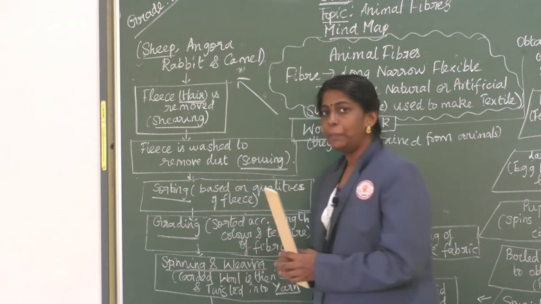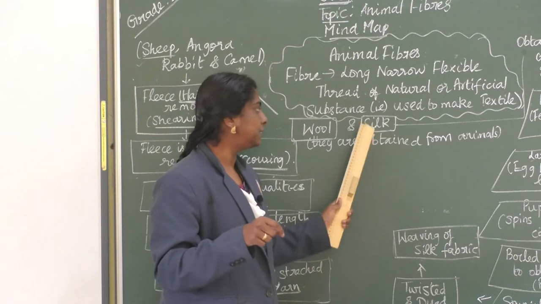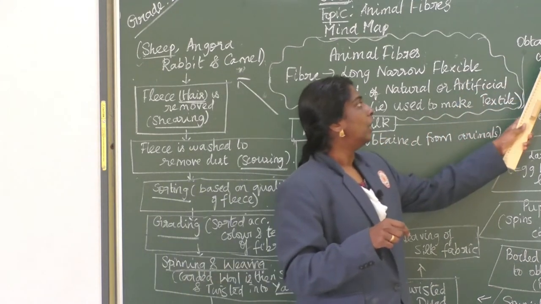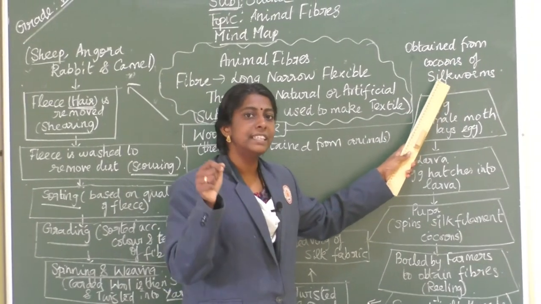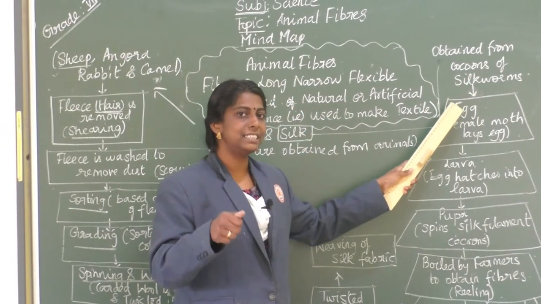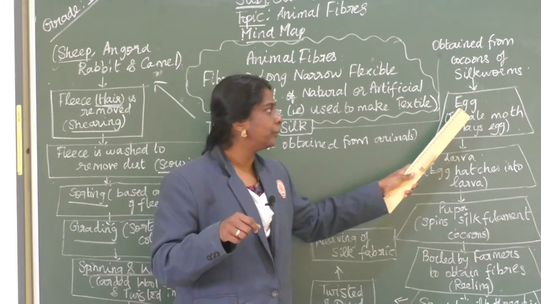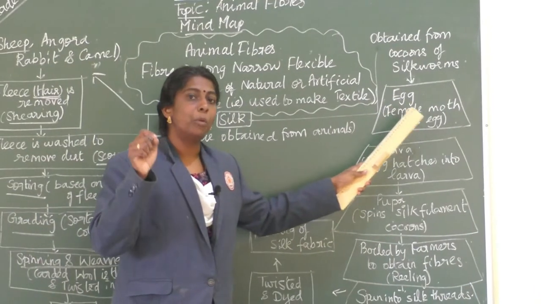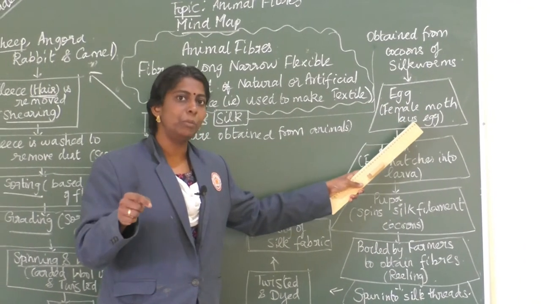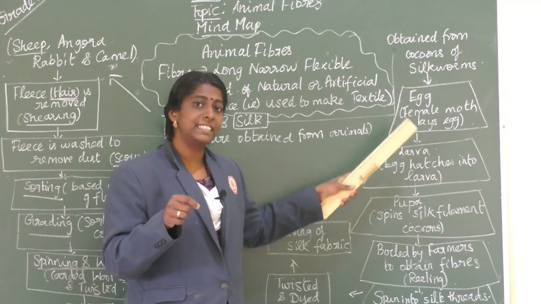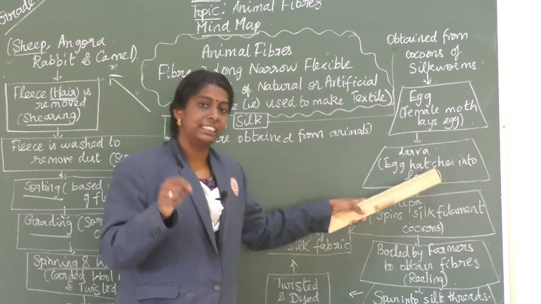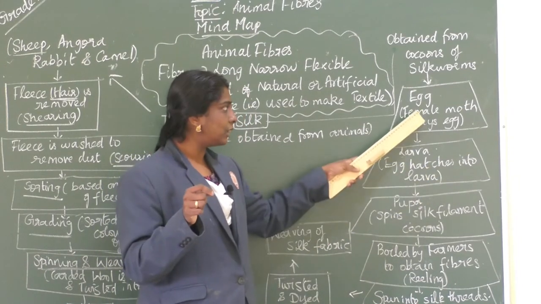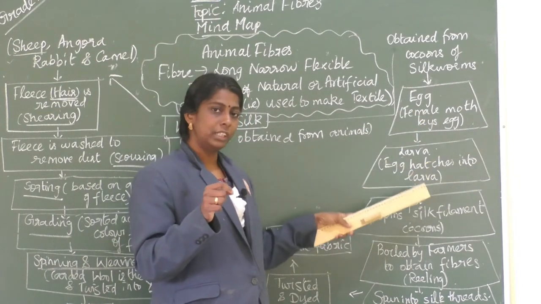And then the second part is silk. So we are obtaining the silk from cocoons of silkworms. So the first stage of this is egg. Female moth lays egg. The second stage is larva. Here the egg hatches into larva.